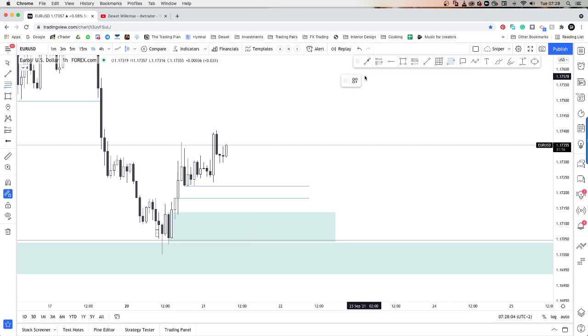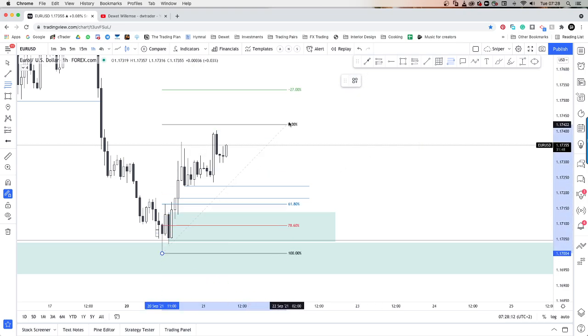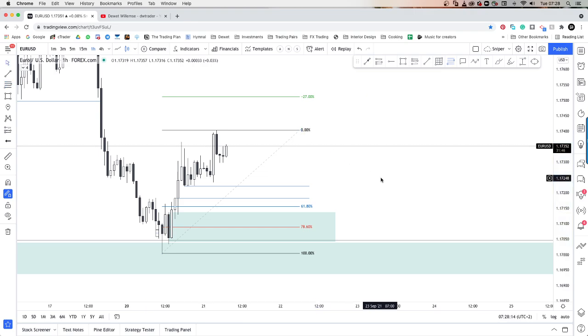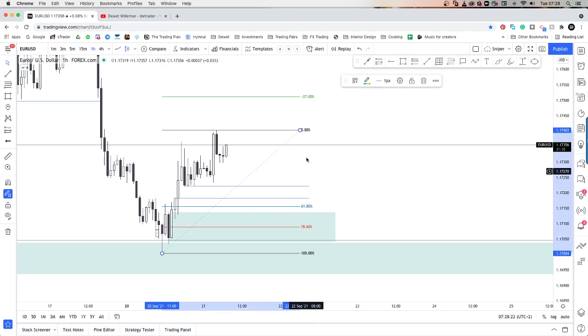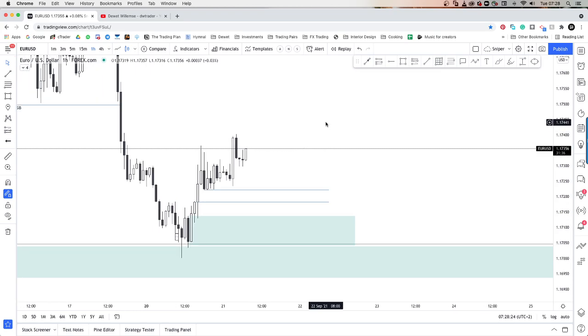You can possibly just use a fib as well. Not this one, this one. From the low towards the high. And look maybe for something in the 78.6, 61.8, this area. Possibly. I'm not really a fib man, but sometimes I just like to look at it and get an idea what the rest of the people is looking at.